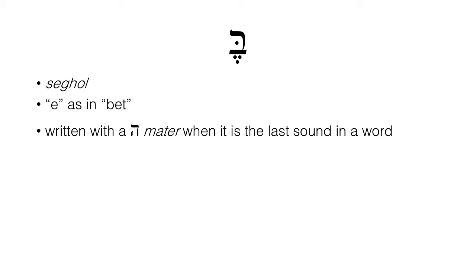Sometimes a segol will be the last sound in a word. In those cases, you'll see a hey at the end of that word serving as a mater, a mother of reading, a mater lectionis, indicating that the word ends with a vowel. That hey would not be a consonant.